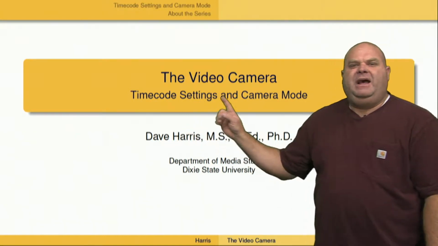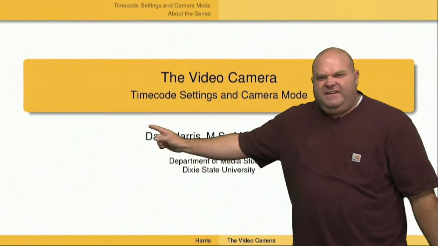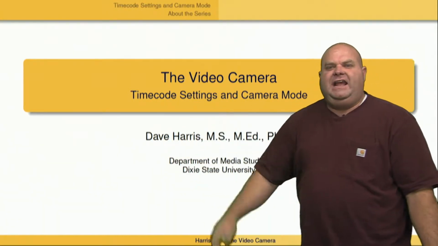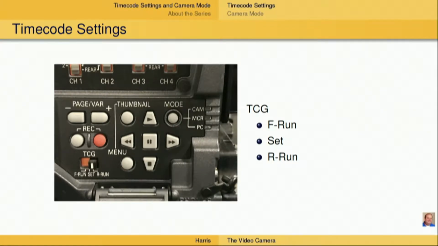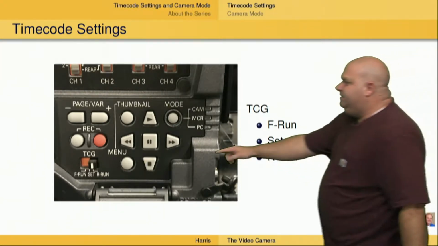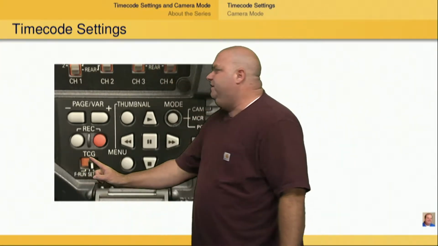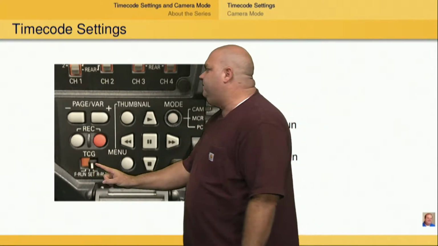We're talking today about video cameras, and specifically in this video talking about timecode settings and camera mode. Here I have a typical camera. This is a Panasonic camera, and I want to alert you to a couple of the settings. If we look down here, we've got this switch labeled TCG. This is the Timecode Generator setting on this particular camera.